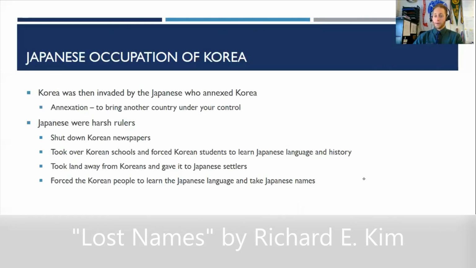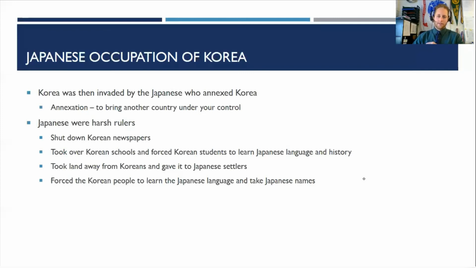And there are a series of pretty good books about this experience. I'm blanking on the name of the one I read when I was studying this area in college. I think it's called Forgotten Names, but I'll have to double check that one and get back to you guys in class. But yeah, really scary stuff going on with the Japanese trying to kind of do a cultural genocide of the Korean people that they were ruling over.